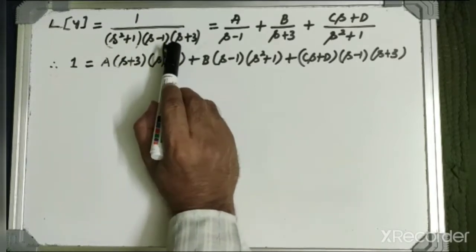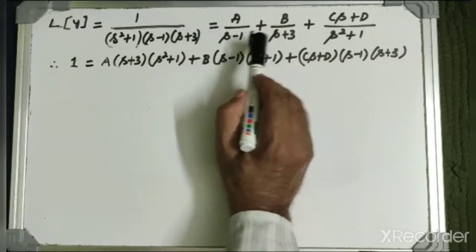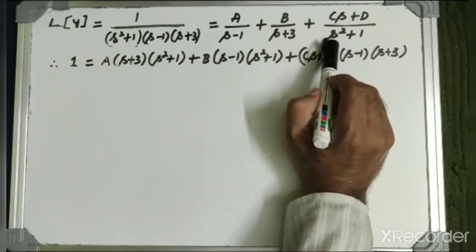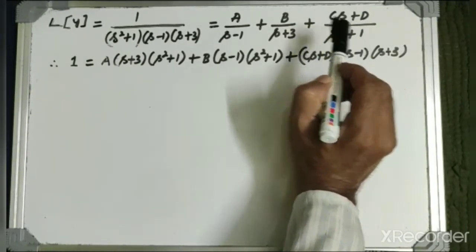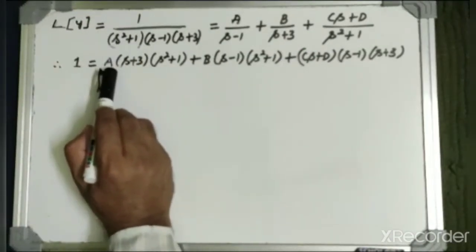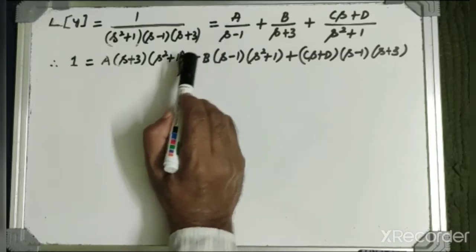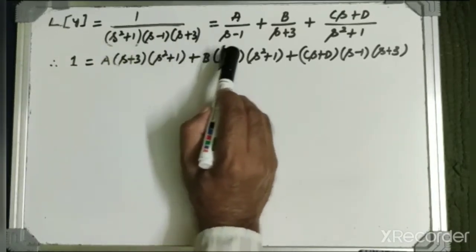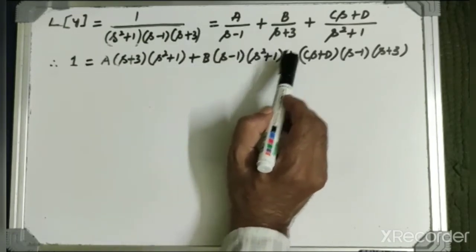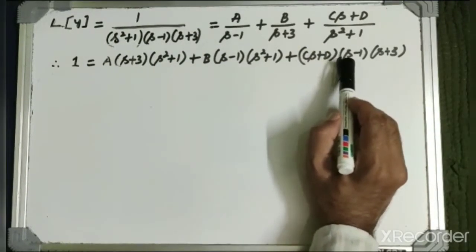If you resolve it into partial fractions, this can be written as a divided by the factor s minus 1, b by the factor s plus 3. Then this is actually quadratic, therefore we have to write the linear expression cs plus d divided by s square plus 1. Now if you equate these, you can write 1 is equal to a times s plus 3 into s square plus 1, where from these factors we remove s minus 1 and write the remainders. Similarly b into s minus 1 into s square plus 1. Similarly the last term is cs plus d into s minus 1 into s plus 3.